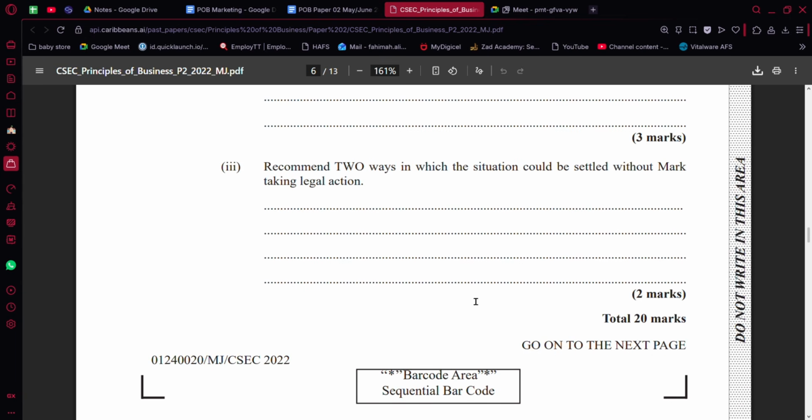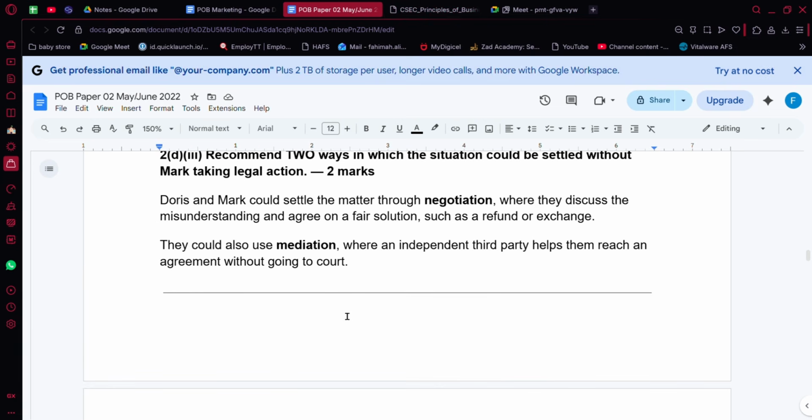Our next question. Recommend 2 ways in which the situation could be settled without Mark taking legal action. Doris and Mark could settle the matter through negotiation, where they discuss the misunderstanding and agree on a fair solution, such as a refund or exchange. They could also use mediation, where an independent third party helps them reach an agreement without going to court.